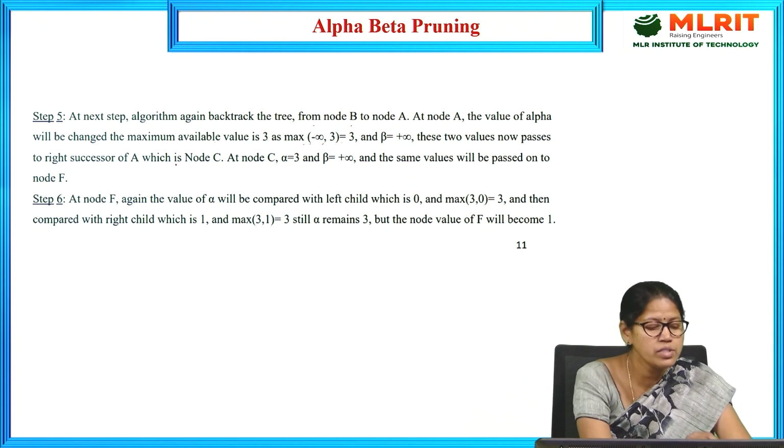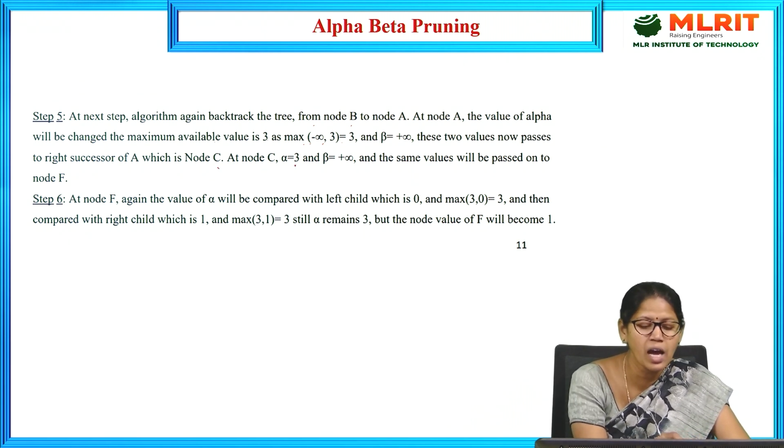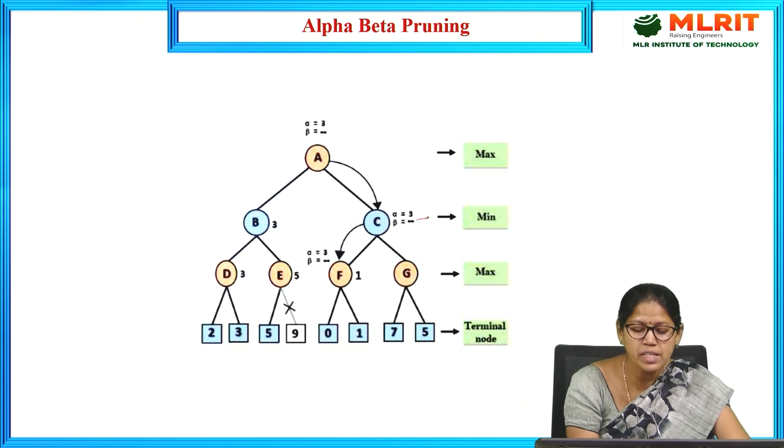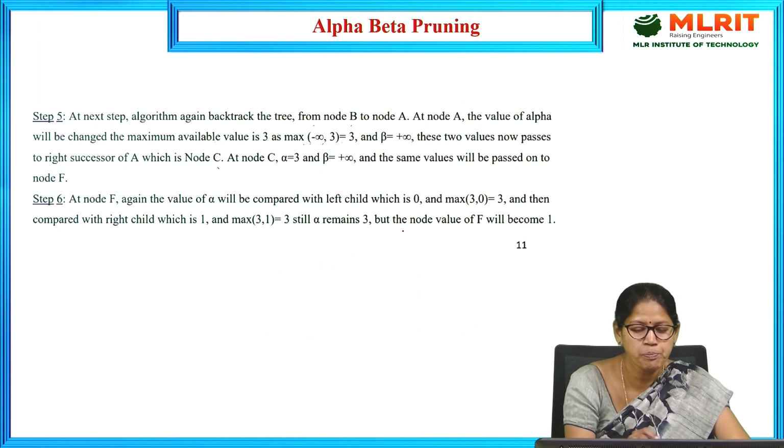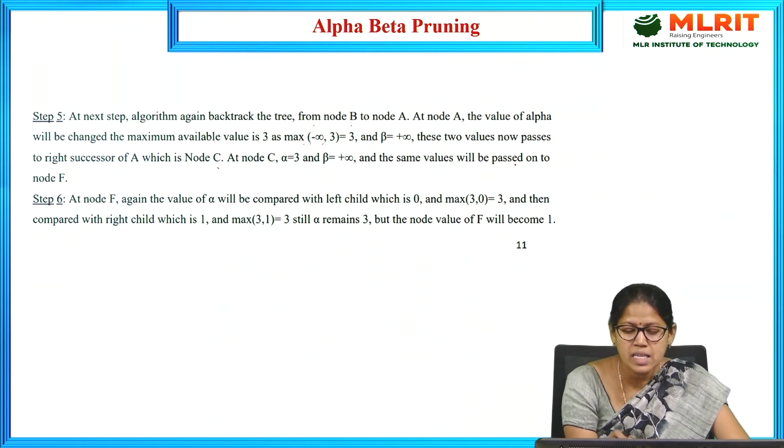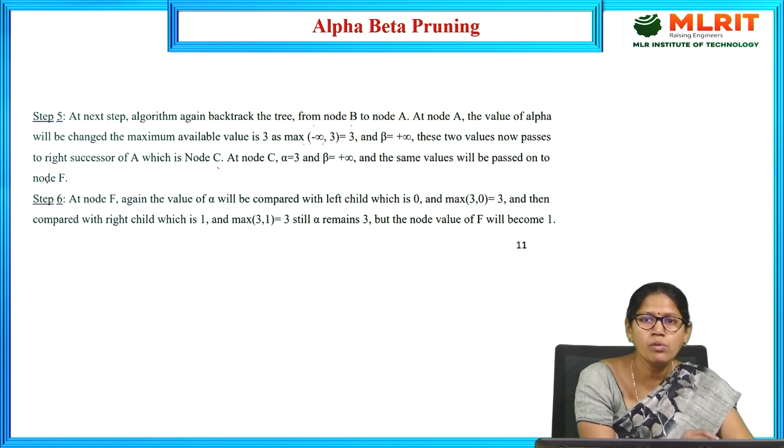A, which is node C. At node C, alpha equal to 3, beta equal to plus infinity, and the same values will be passed on to node F.